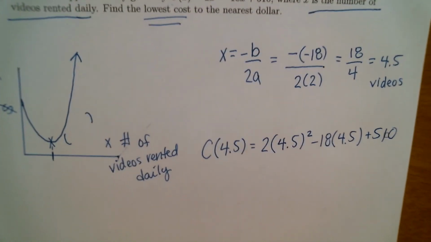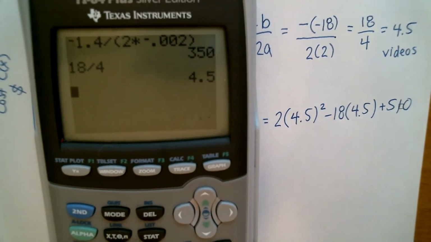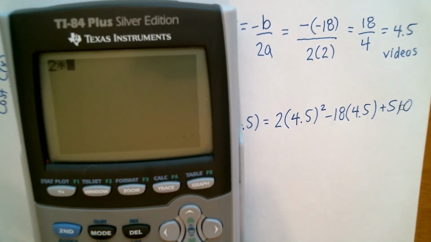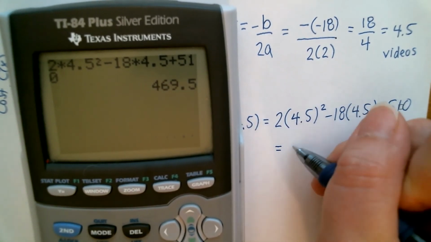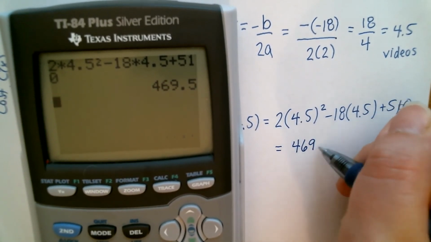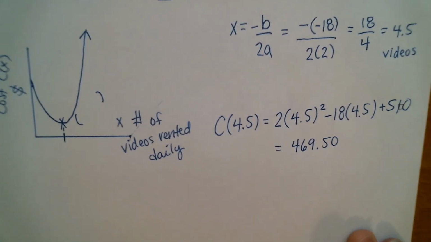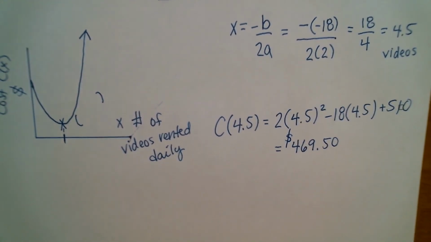So let's go ahead and calculate this on your calculator. Let's see what we get. We're going to get 2 times 4.5 squared minus 18 times 4.5 plus 510. So this is going to be $469.50. That is the answer. Remember, this is a cost. That's the minimum cost of operating the store. It happens when 4.5 videos are rented per day.